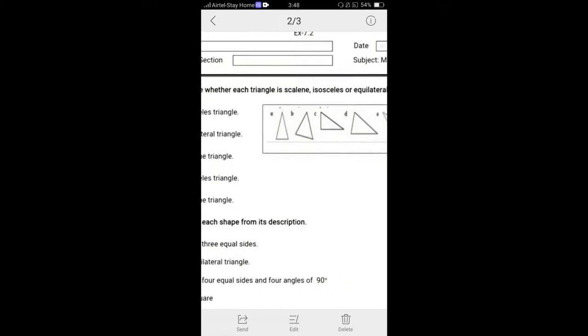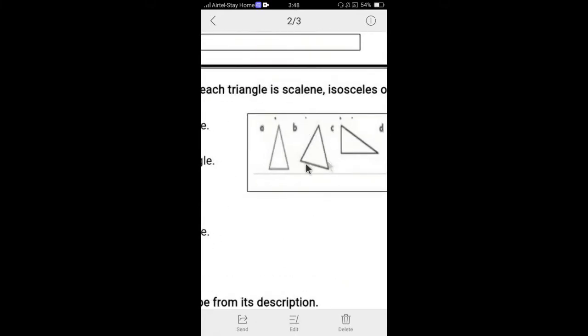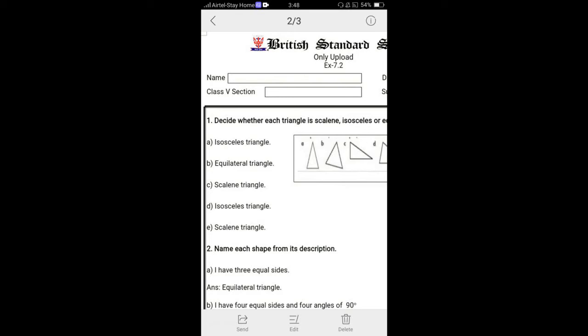Let's see the first one. If you see this first triangle, you can easily see the bottom base is small, and the remaining two are quite similar. But how can you know that these two are equal? You have to measure with a ruler. Whenever you measure with the ruler, you find that two sides are equal. Whenever two sides are equal, our answer is going to be isosceles triangle.